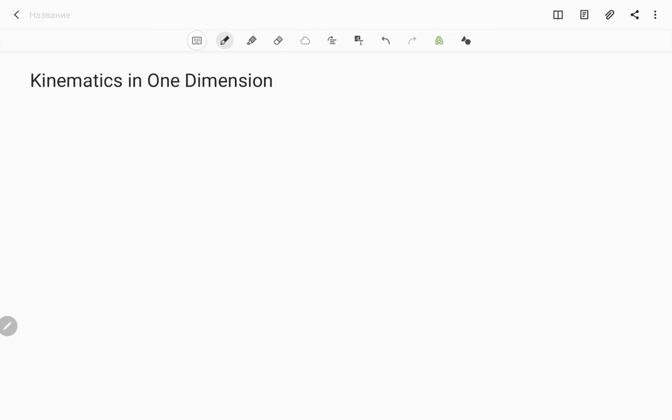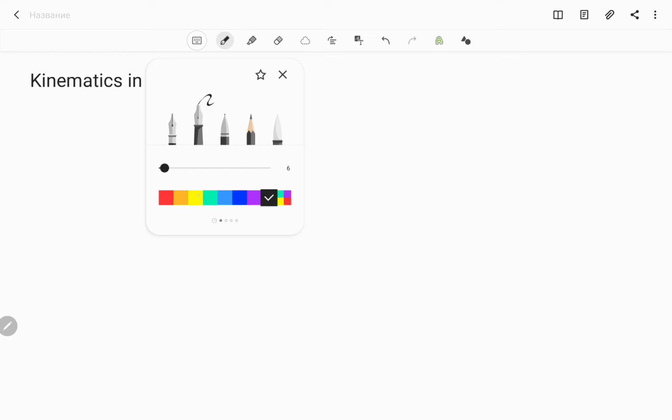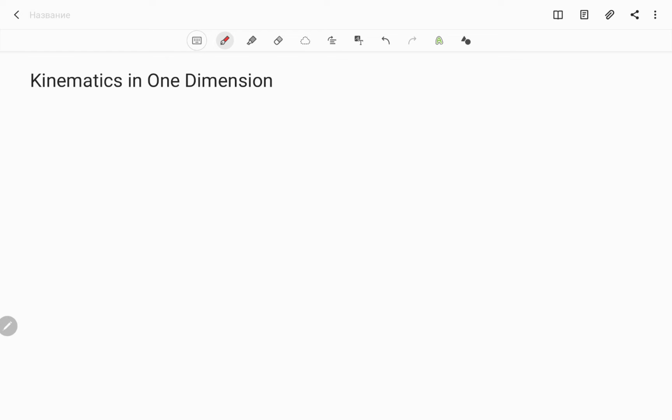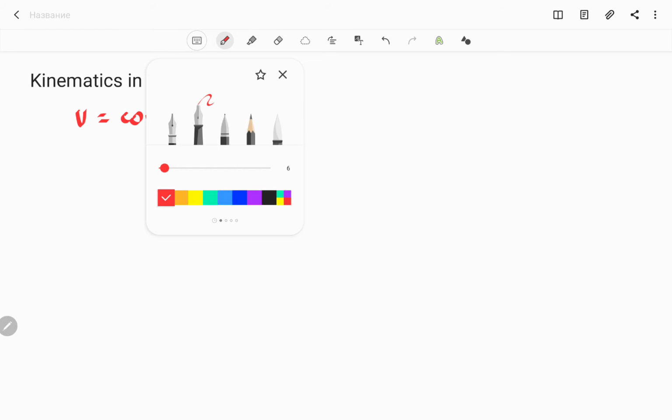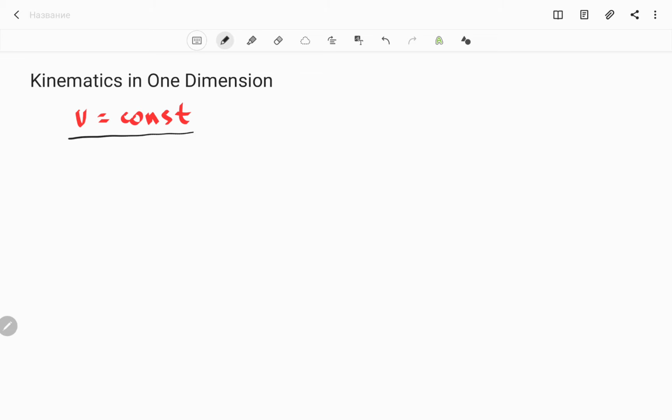Today we will talk about kinematics in one dimension. The simplest possible motion is motion along a straight line at a constant unvarying speed. Constant unvarying speed means velocity does not change, velocity constant. So shortly we say v equal to constant. This is the simplest possible motion.